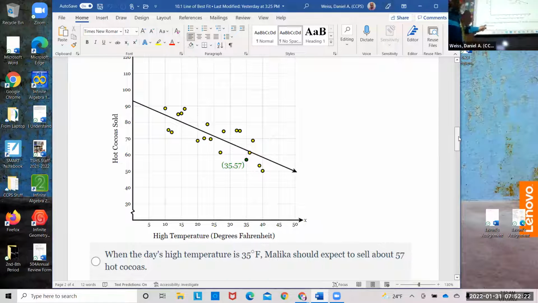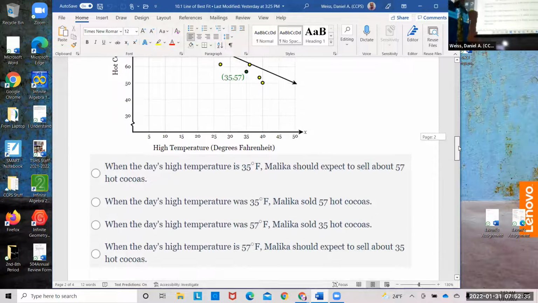So my fault. When the day's high temperature is 35, Malika should expect? No. She actually sold 57. It's the second one. When the day's high temperature is 57, no, the temperature in this one is 35. 57 is the number of hot cocos, okay? It's always going to be very easy to get rid of two of them right away because two of them are going to be on the other axis, right?